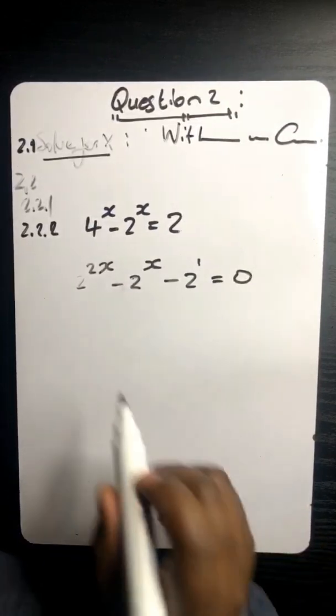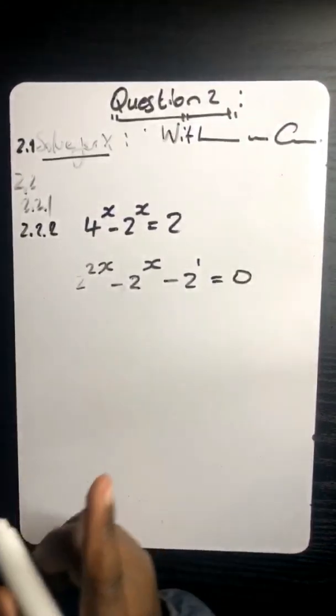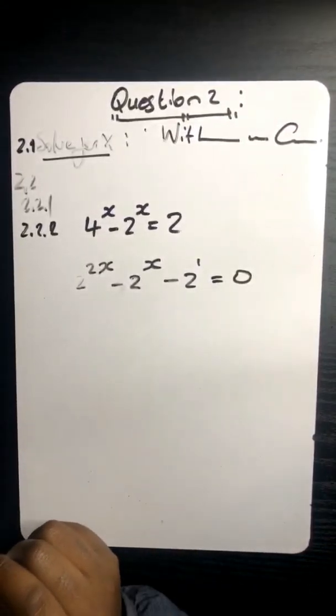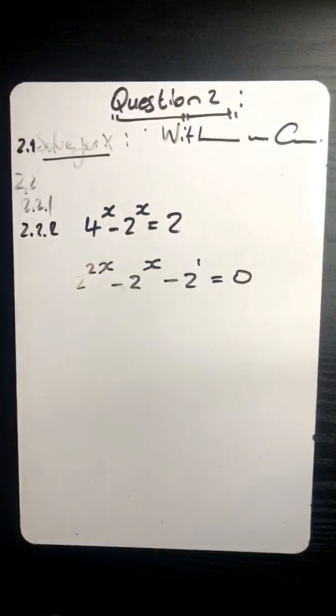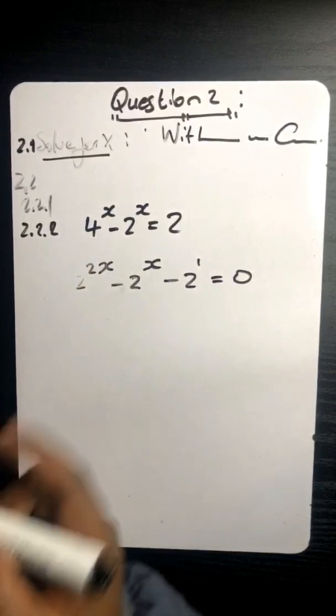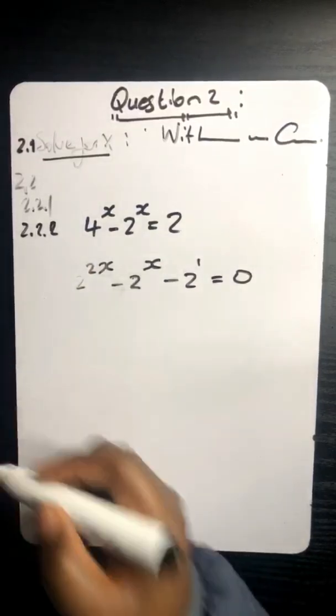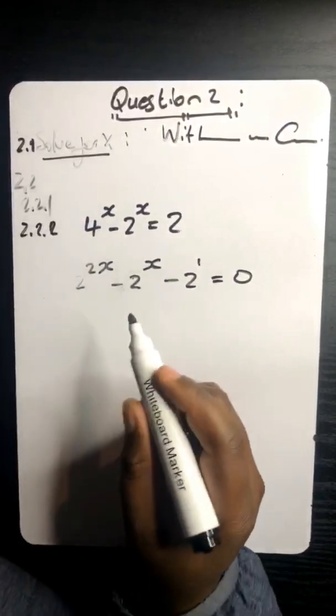I'm noticing something here, guys. Can you see that squared? It means possibly this thing is a sort of quadratic equation, because of that squared over there. Because I know everything to the power of 2 has to be a quadratic. So how about I try to factorize this thing? Why not?